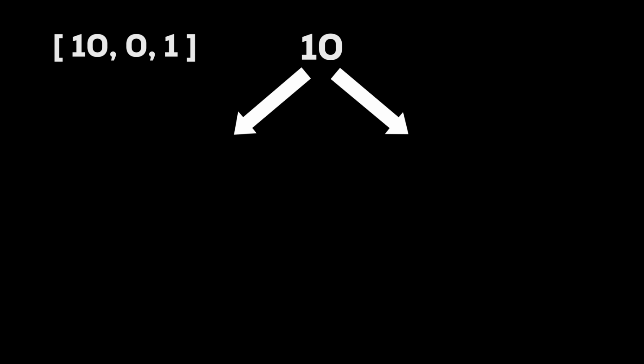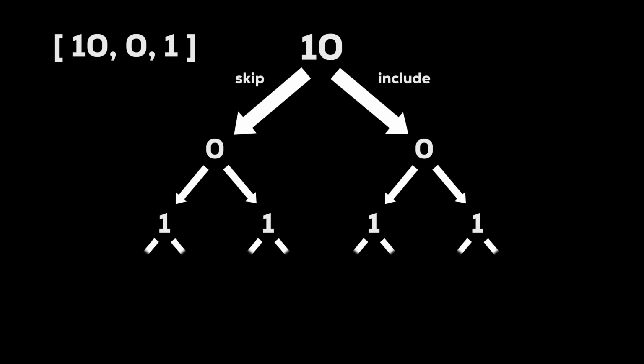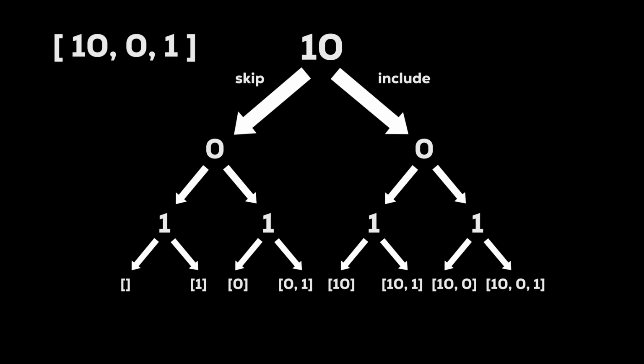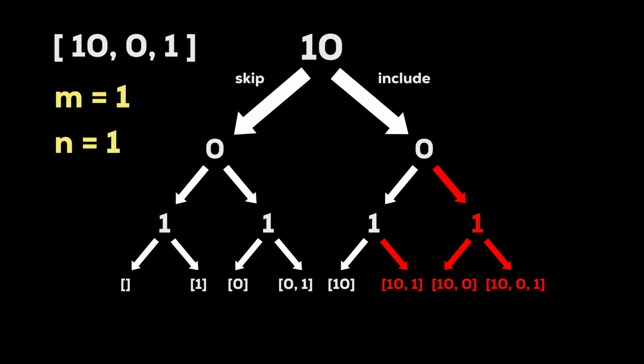So I set up this binary tree to kind of help visualize all the possible paths here and the subset that would result from each path. In this case, for the example array of 10, 0, 1, the optimal solution here would be a subset of 0 and 1 with a length of 2. Any subsets that have more than 1 zero or more than 1 one can be ignored.